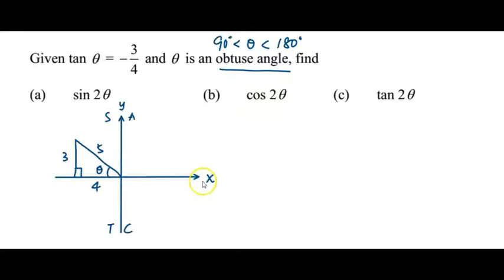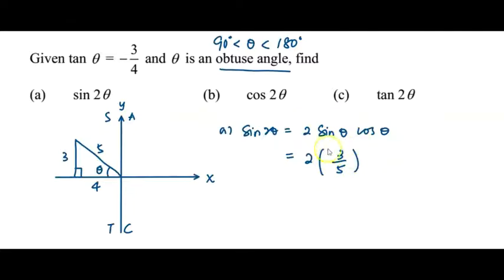After you have this diagram, you can get your sine 2 theta. Rewrite sine 2 theta as 2 sine theta cos theta. From the diagram you can obtain sine theta. The 2 will remain here. Sine theta is opposite over hypotenuse, that will be 3/5. And it has a positive sign, because in the second quadrant, the ratio of the sine should be positive.